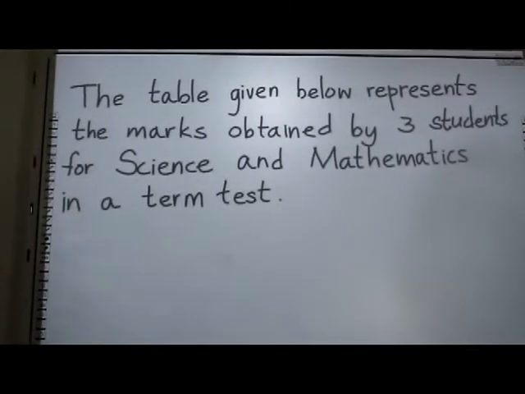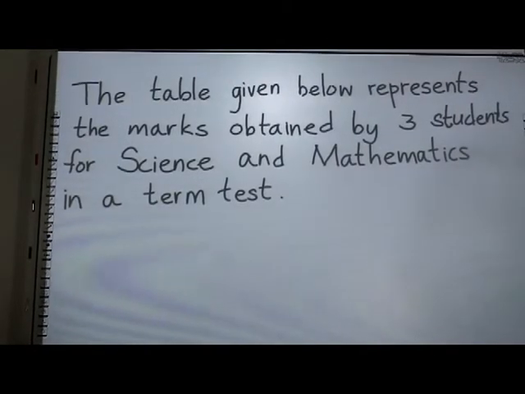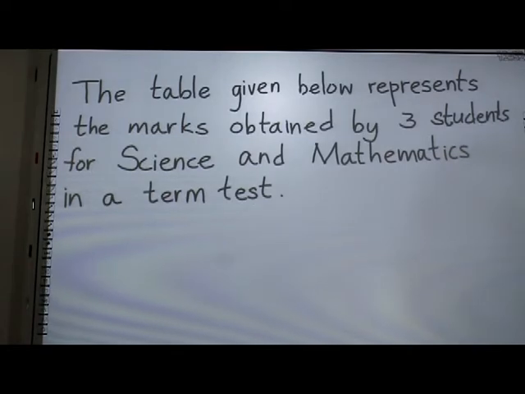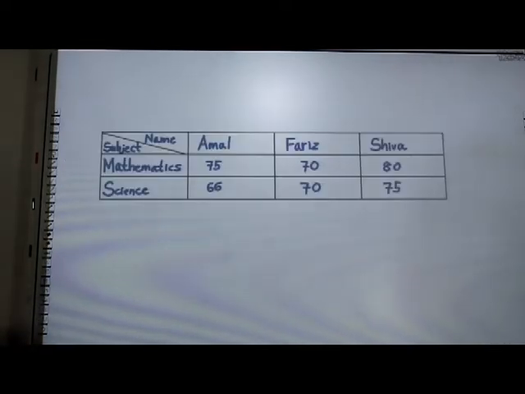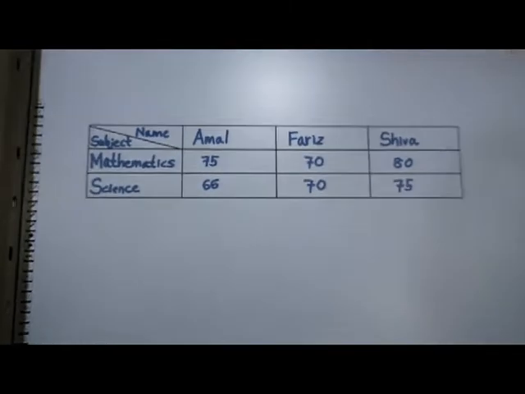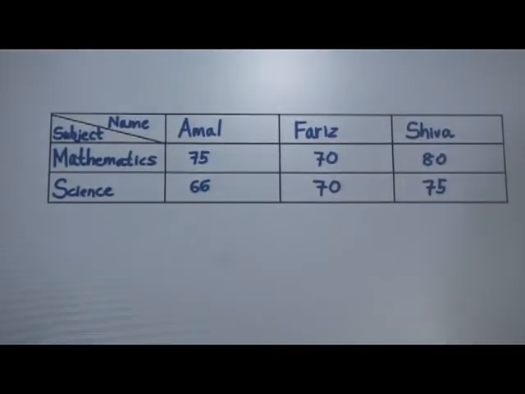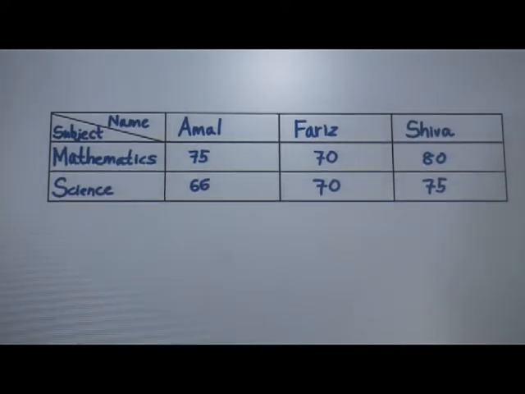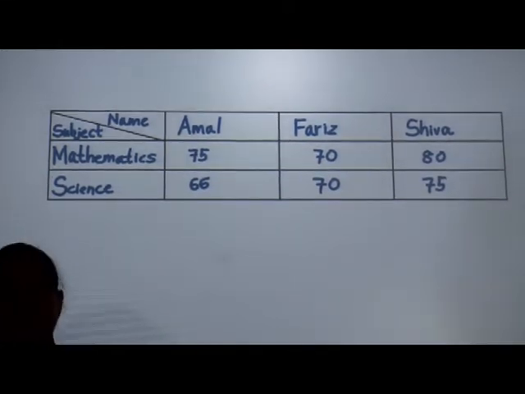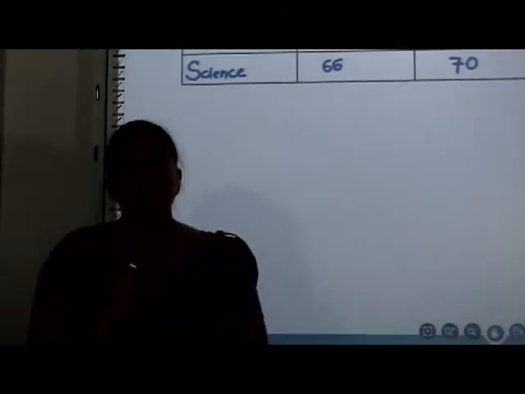Now, the table given below represents the marks obtained by 3 students for science and mathematics in a term test. Now here you can see the table. There are 3 students, Amal, Faris and Shiva, and their marks for mathematics and science are given in the table. Now you can see there are 6 numbers. These 6 numbers can be represented in a matrix in this way.